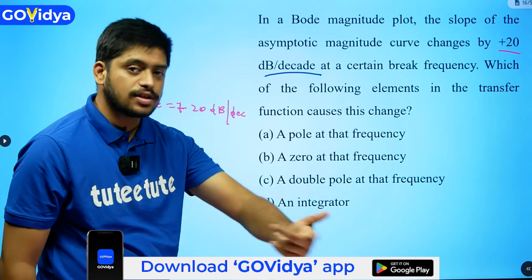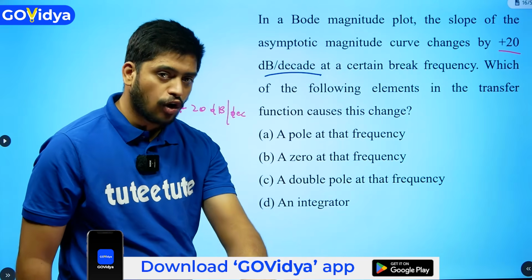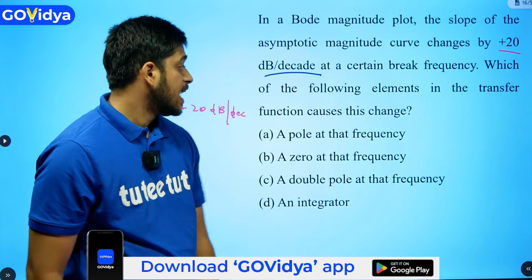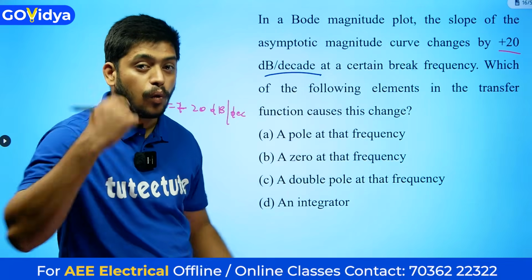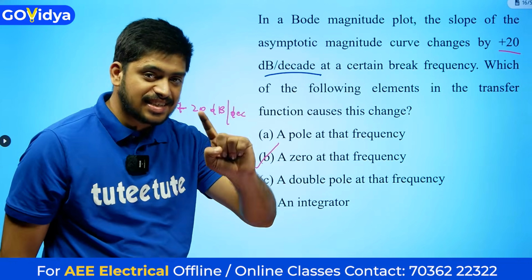When a zero is going to change, it is plus 20. When two poles are changing, it is minus 40. When two zeros are changing, it is plus 40. In this particular case, plus 20. So what is the option? A zero at that frequency is exactly the option.